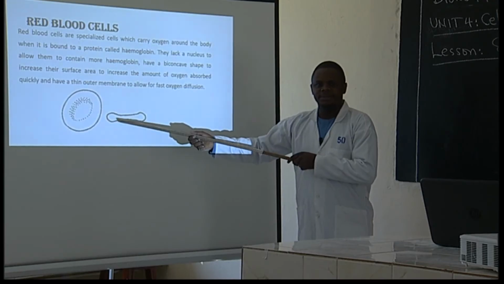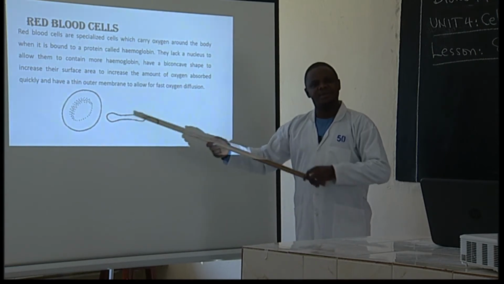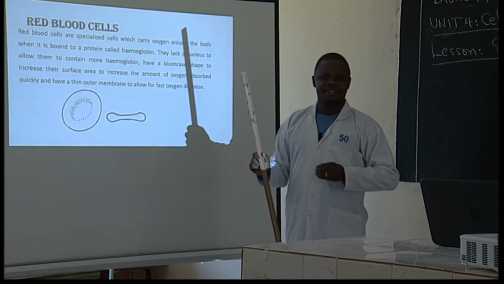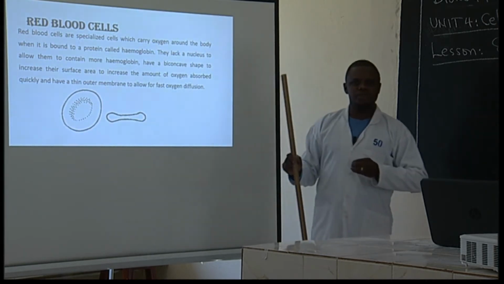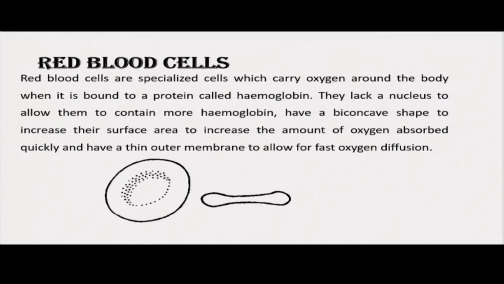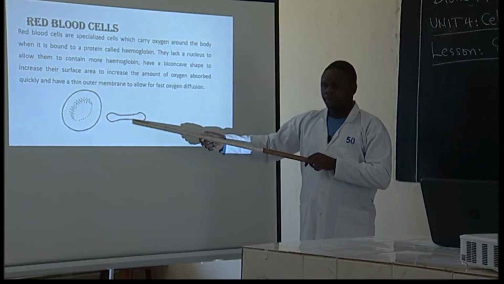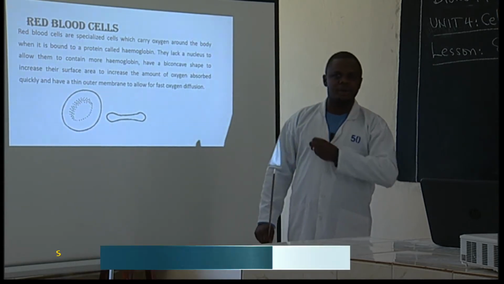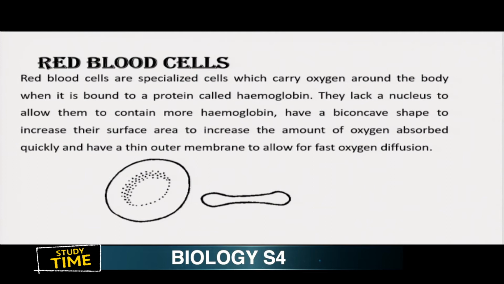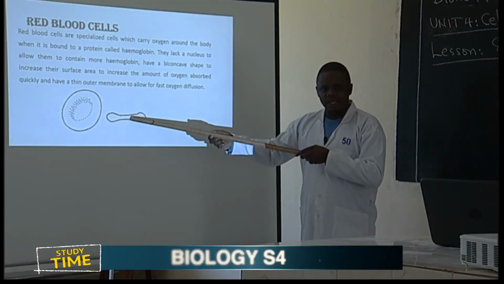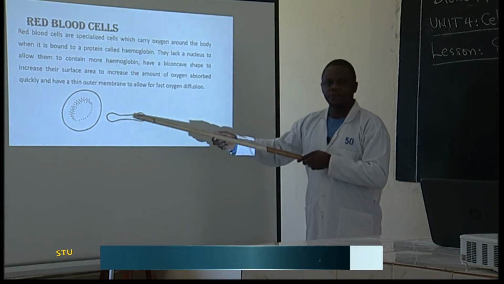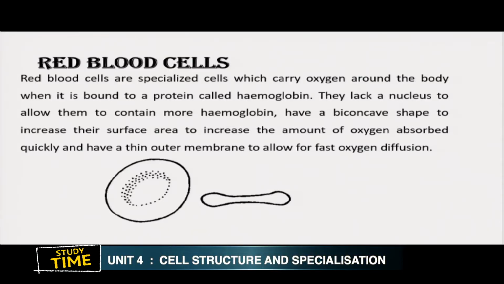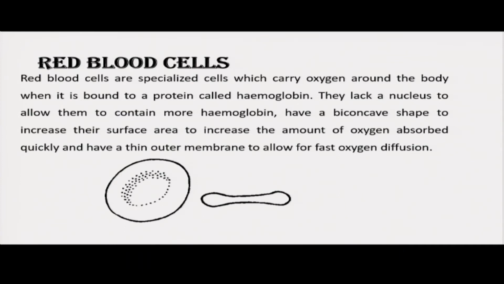This is an animal cell, and if it is a cell, remember it has the cell membrane. One of the functions of the cell membrane is to allow materials to go in and out, which means this cell has a thin, flexible, and semi-permeable membrane, so that oxygen can easily diffuse inside and carbon dioxide can easily diffuse out. Those are some of the adaptations of red blood cells to perform their functions.